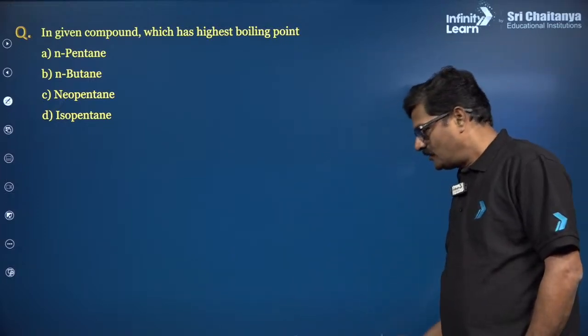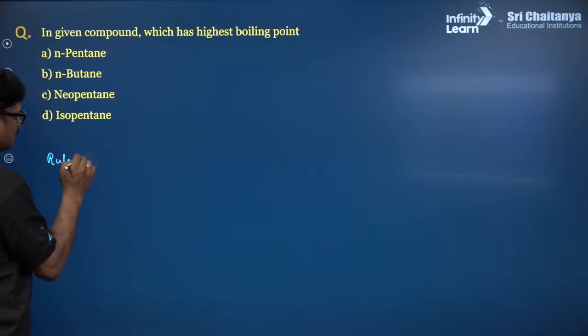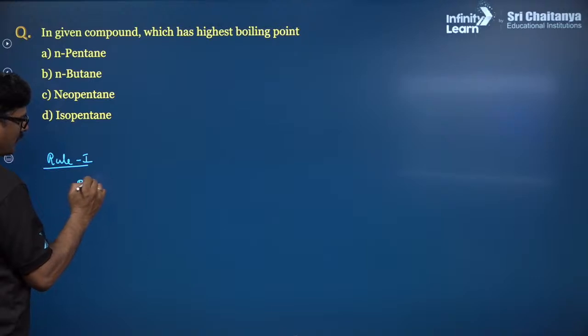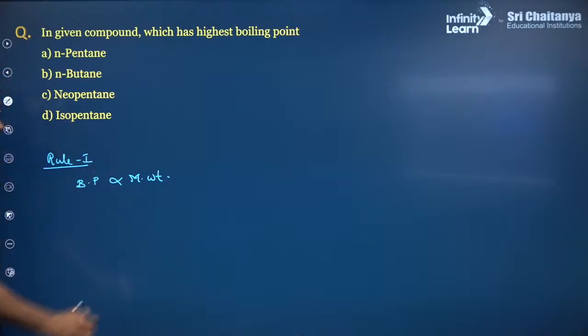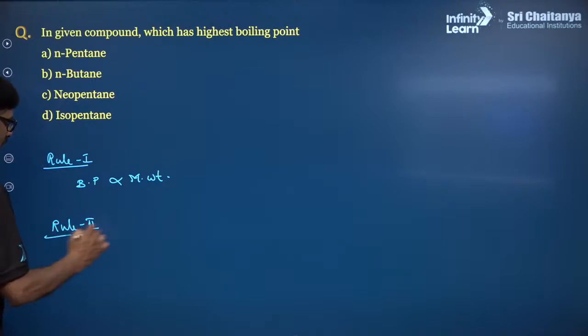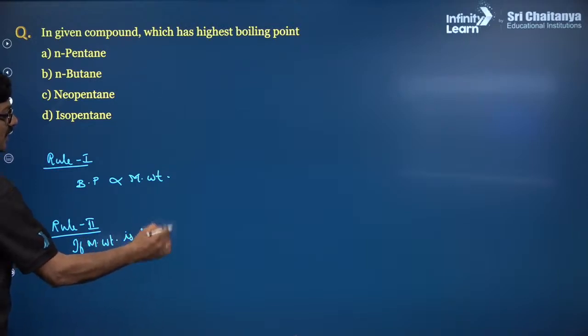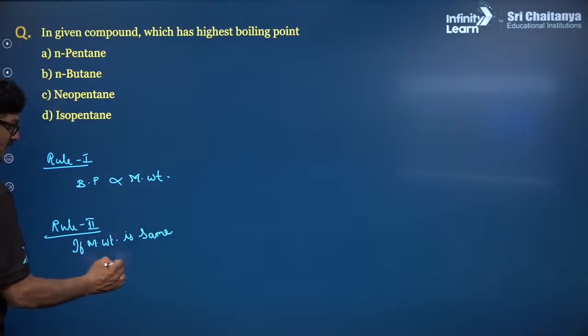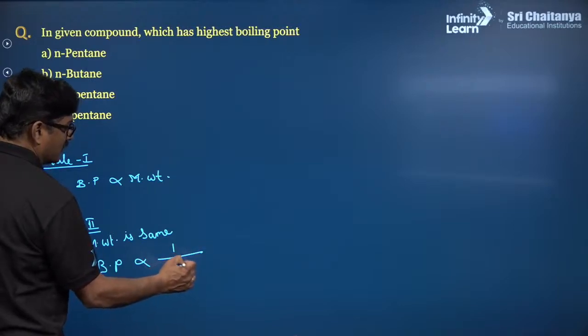Okay. First of all, I want to say, boiling point, rule 1: boiling point is directly proportional to the molecular weight. And rule 2: if molecular weight is the same, so for isomeric alkanes or any functional group, it is going to be inversely proportional to branching. It is inversely proportional to branching.